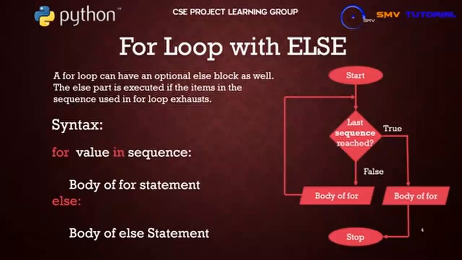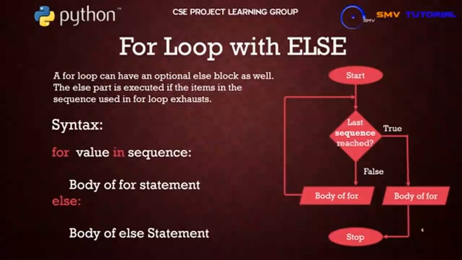What is a for loop with else? A for loop can have an optional else block as well. The else part is executed if the items in the sequence used in the for loop are exhausted. Next, this is the syntax: for value in sequence, then execute the body of the for statement. Finally you use the keyword else, and then the body of the else statement is executed. This is the for loop with else statement.